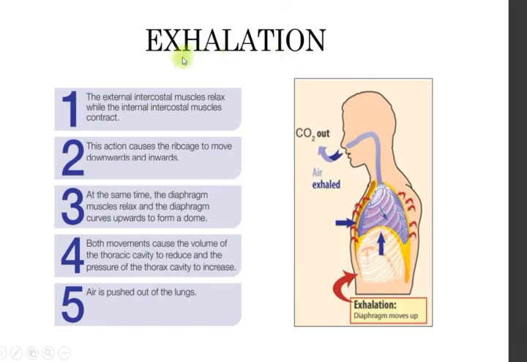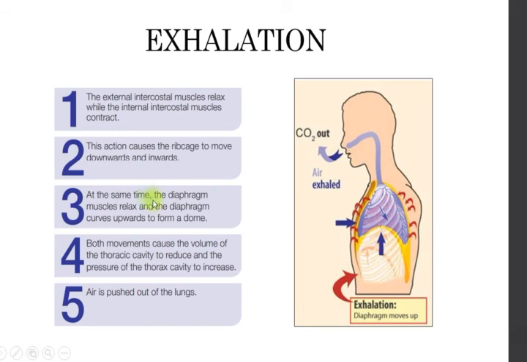Okay, next we go to the exhalation. Exhalation also involves the external and internal intercostal muscles, but opposite to the inhalation process. The external intercostal muscles relax, the internal intercostal muscles contract. This action causes the rib cage to move downwards and inwards.